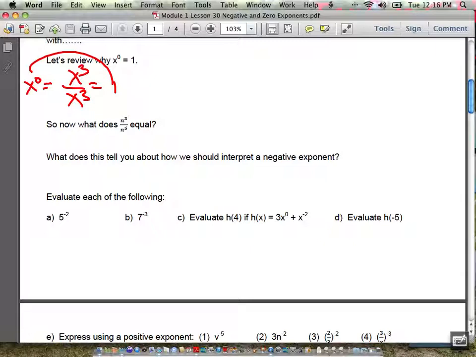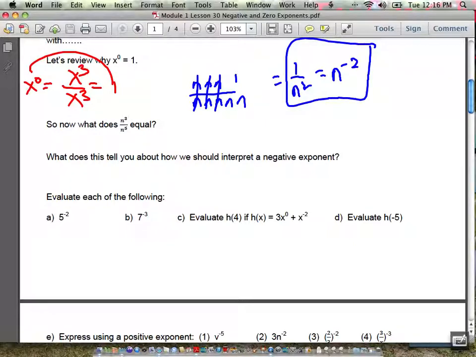Next, n to the third over n to the fifth. Obviously, we're going to have to do a little more work with this tomorrow. But isn't this n to the third and isn't this n to the fifth? Cancel. So I get 1 over n squared. But if I do the subtraction rule, 3 minus 5 is negative 2. So what I learn is this. Negative exponent, reciprocal. Just make it 1 over. I'm going to say negative exponent, you're going to say reciprocal. Negative exponent. Reciprocal. Very good. So if I say n to the negative 2, it's 1 over n squared.